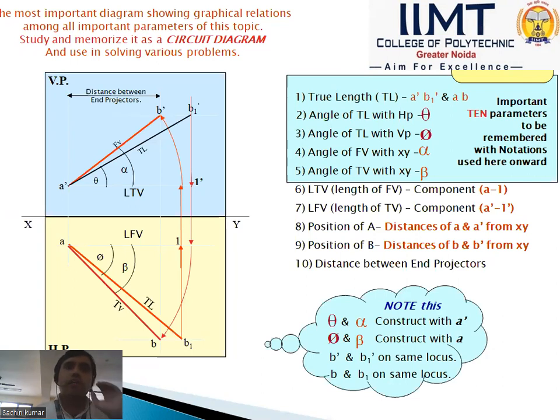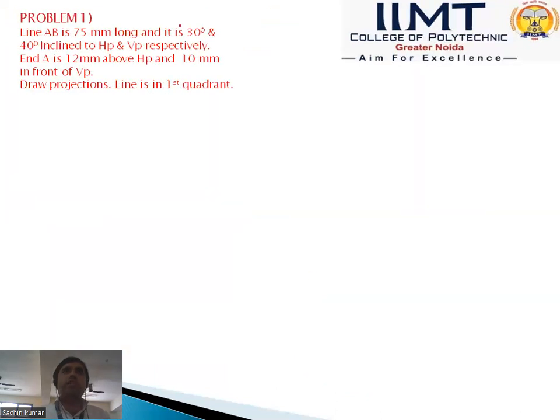The angle of the front view with the XY line is always denoted by alpha. The angle of the top view with the XY line is denoted by beta. These notations should always be remembered, as they are used in engineering drawing. This type of problem always comes in examinations, so it is very important. We have solved that problem, and we can solve it step by step.